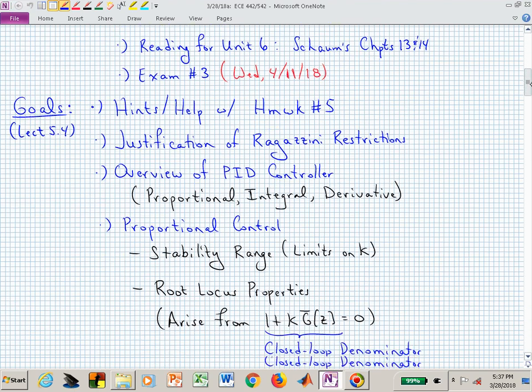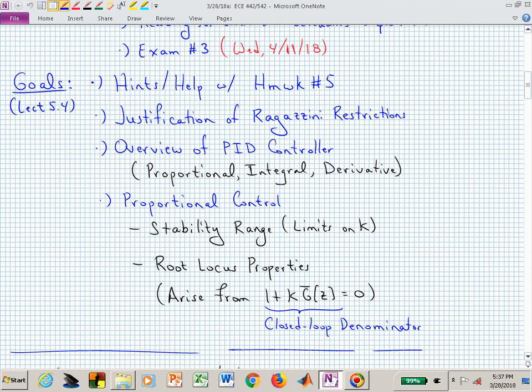Here's what I want to do, and this is to orient you relative to those supplemental lectures. This is lecture 5.4 in Unit 5. Today I want to spend some time talking about homework number 5, and then we'll try to provide a little bit of justification behind the Ragazzini restrictions. That kind of has a ring to it, the Ragazzini restrictions. But why do we have those 4 restrictions? And hopefully we will have time to get into PID controllers and what is behind that.